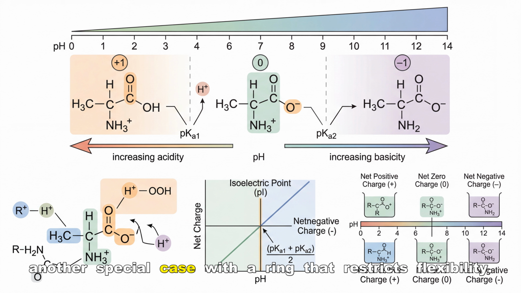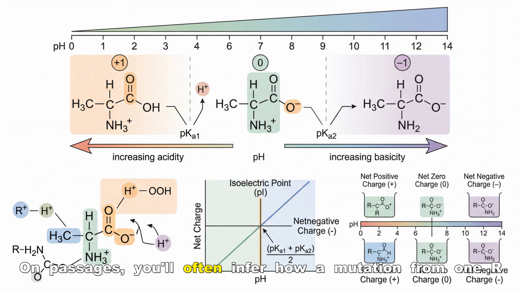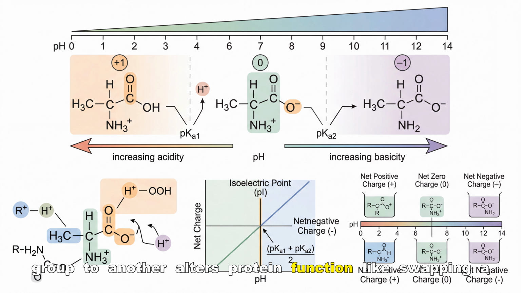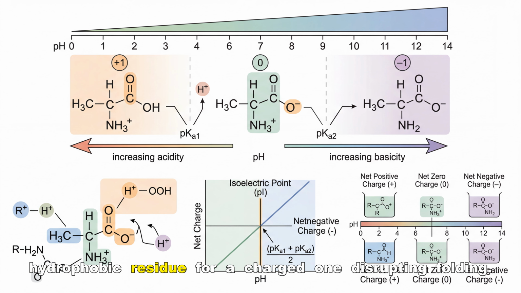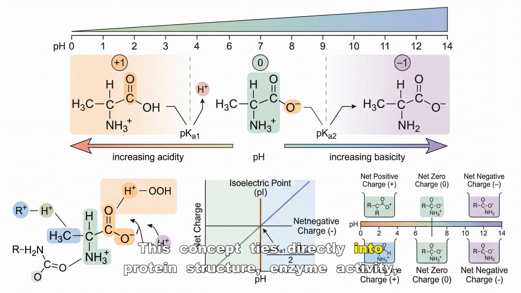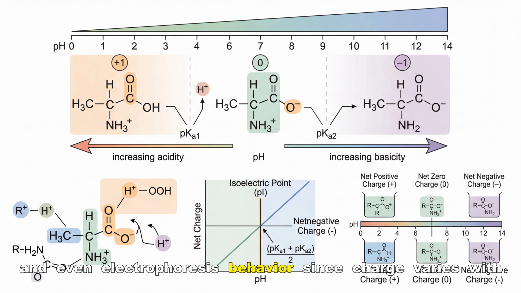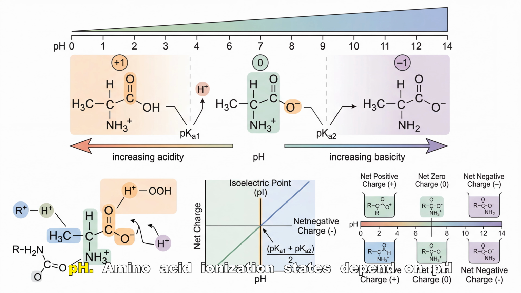Proline is another special case with a ring that restricts flexibility. On passages, you'll often infer how a mutation from one R group to another alters protein function, like swapping a hydrophobic residue for a charged one, disrupting folding. This concept ties directly into protein structure, enzyme activity, and even electrophoresis behavior, since charge varies with pH.